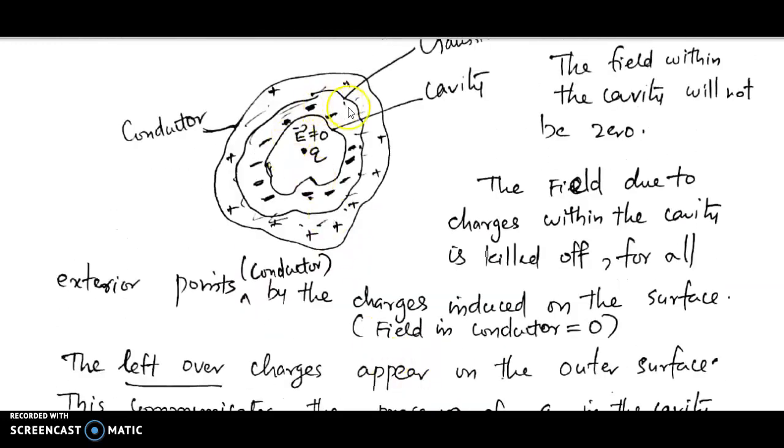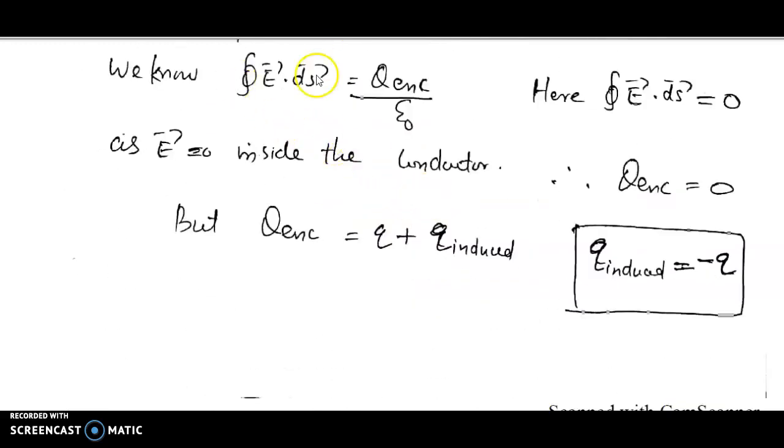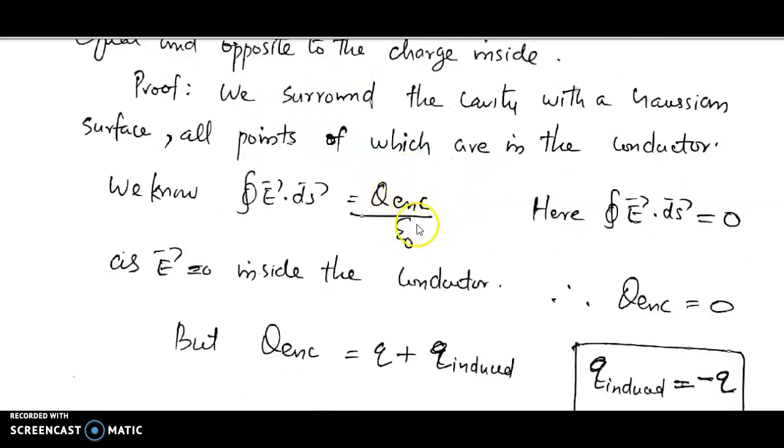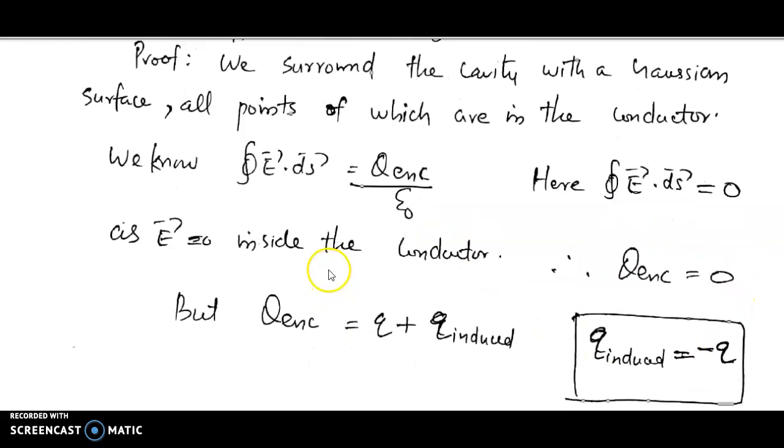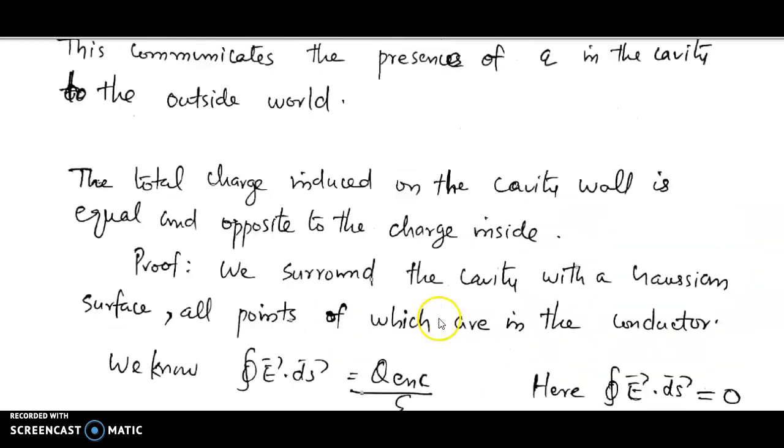The Gaussian surface is well within the conductor. So what will be the integral of E dot ds? It will be 0 because the electric field is 0 in the conductor. So this E dot ds is 0, and we know that it is equal to q enclosed by epsilon 0. So q enclosed should be 0 since this is 0.